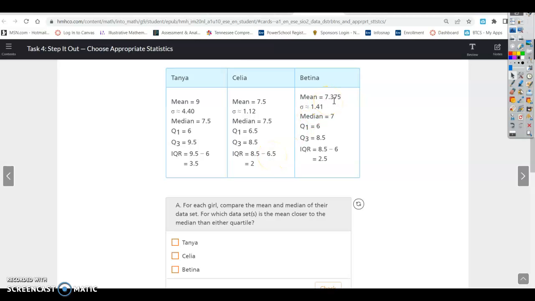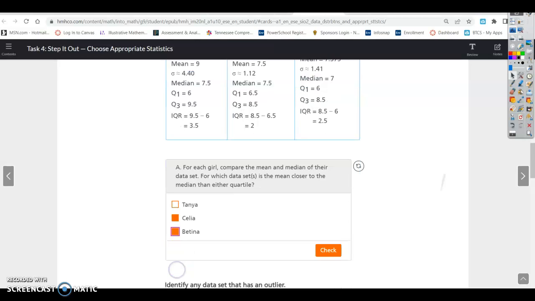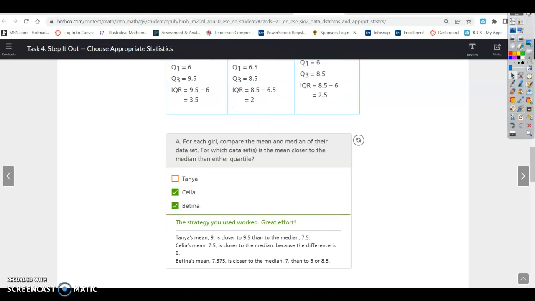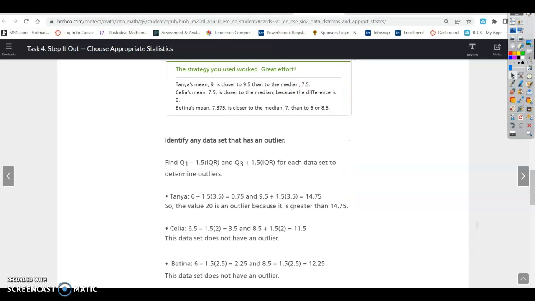Here we have 7.375, a median of 7, and our interquartile range is 8.5 minus 6. So again, this falls close to the center of our interquartile range. So it says for each girl, compare the mean and the median of their data set. For which data sets is the mean closer to the median? Okay, so that would be for Celia and Bettina. Those are close. Their mean and median are close.